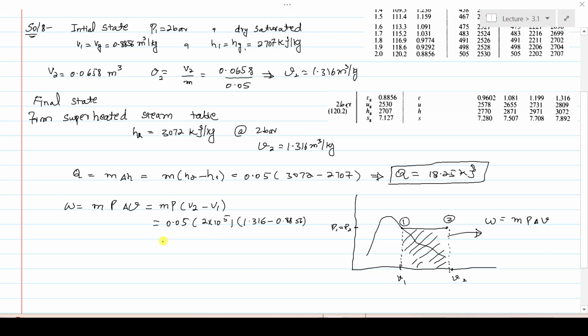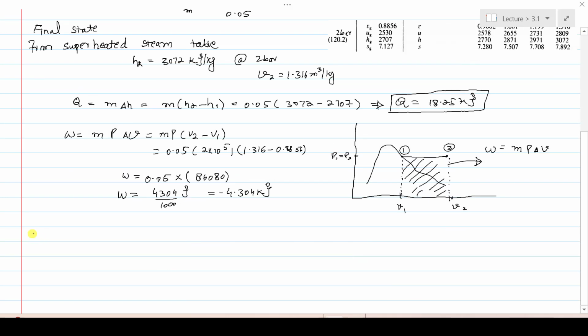So after solving this you will get the work, and it is 0.05 multiplied by these simplifications, you will get 86,080. Multiply this with this value, and you will get the final work done by the steam, that is for the mass of 0.05 kg of steam, and it is 4304 joule. Divide by 1000 to convert into kilojoule. It is 4.304 kilojoule. This is the work done by the steam. So here you will write the negative sign.